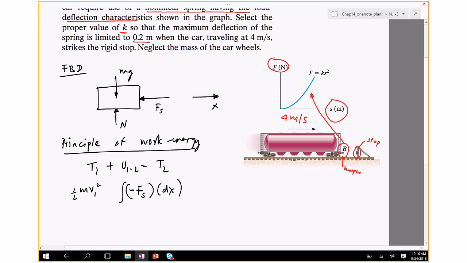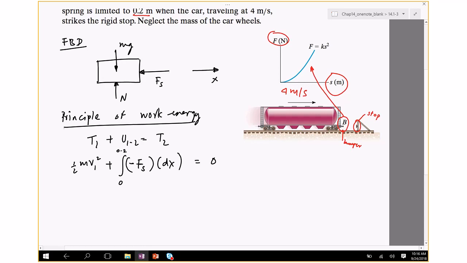I need to integrate from 0 all the way to 0.2. Equals the final kinetic energy. So this is the energy when the car comes to rest, which is going to be 0. Okay, so let's write this down. Half m v1 squared plus, well, this will be minus.